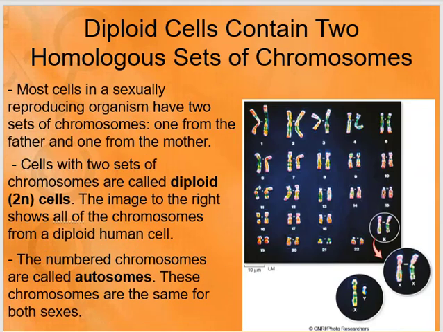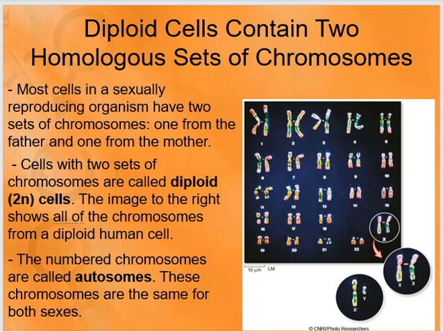Now, most cells in a sexually reproducing organism have two sets of chromosomes, one from the father and one from the mother. If we're looking at these different pairs of chromosomes, one will be from mom and one will be from dad. Now, diploid and haploid. Diploid cells are full cells. A skin cell is diploid. It has 46 chromosomes in 23 pairs, a full complement of the DNA. A haploid cell only has half the number of chromosomes, so it's only got half of the DNA that the adult organism would need to survive.